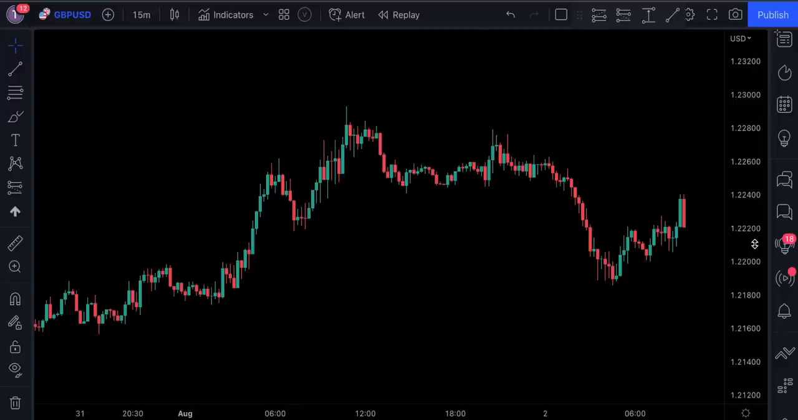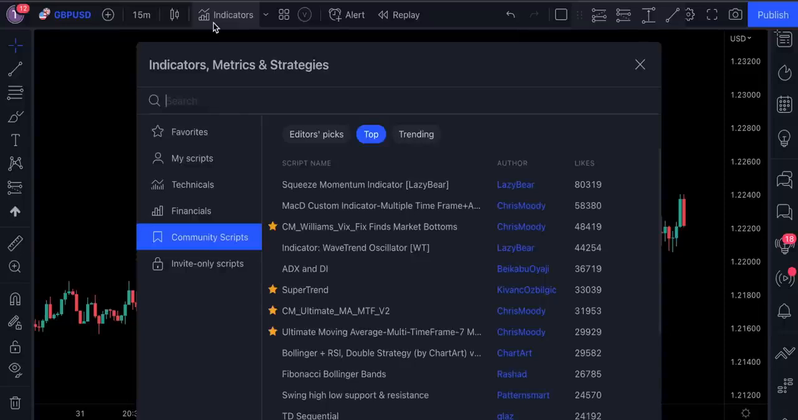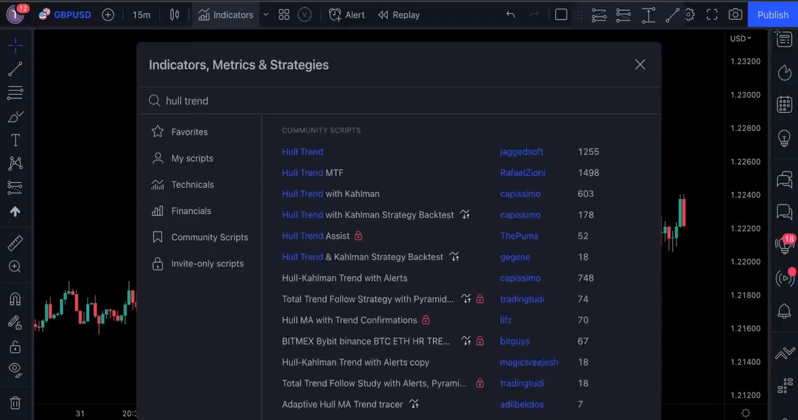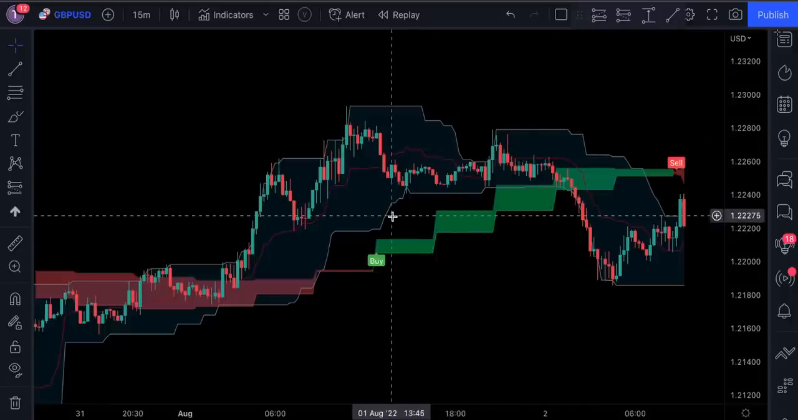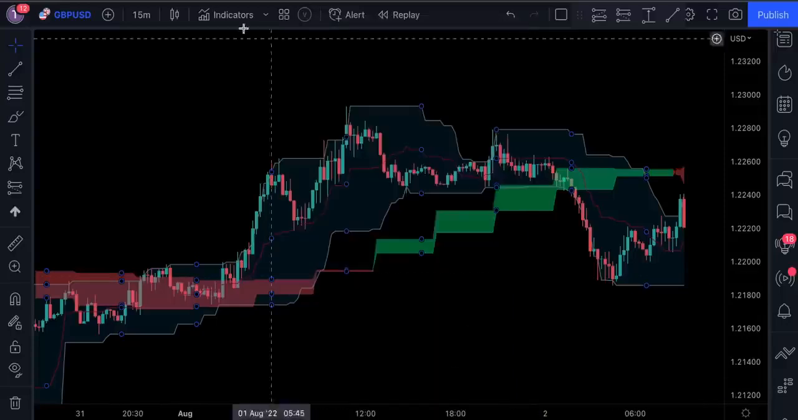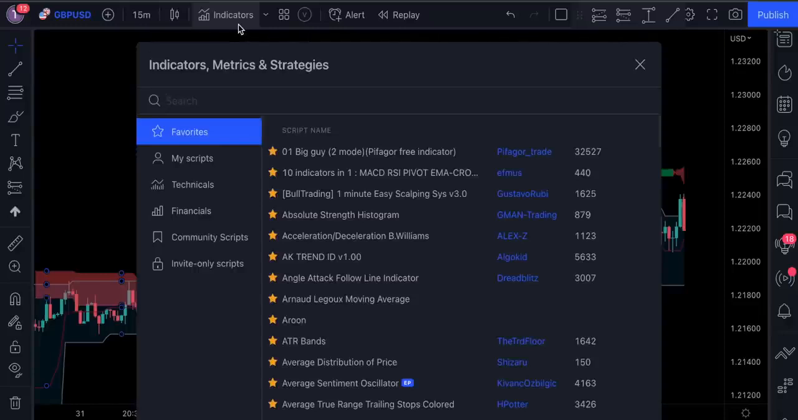Okay, we're currently looking at the price of GBP USD on a 15-minute time frame, and this strategy consists of two free TradingView indicators. For the first indicator, let's search for hold trend. And select this indicator right here. Okay, now we need to access its settings and make a slight adjustment in the style section. For the second indicator, we will search for bottom buyer.